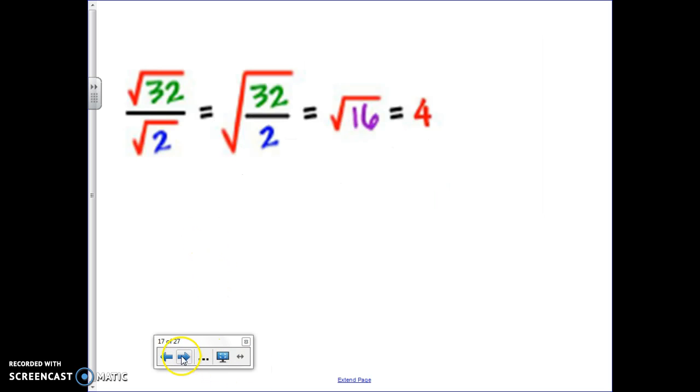Here's another way for me to think about this. I can work backwards. If I have two square roots, I can put them together, and then I could say, 32 over 2 is 16. The square root of 16 is 4.